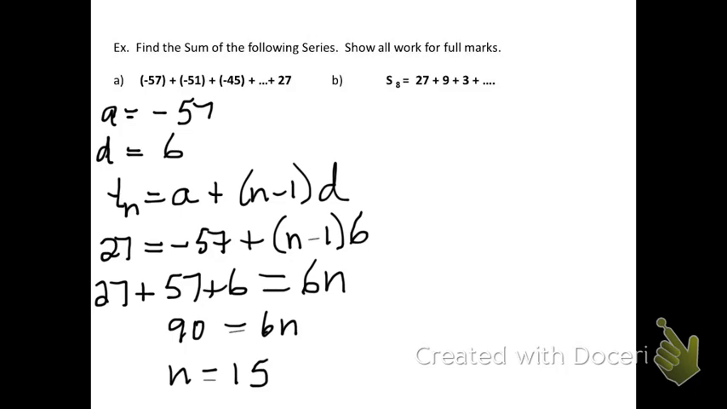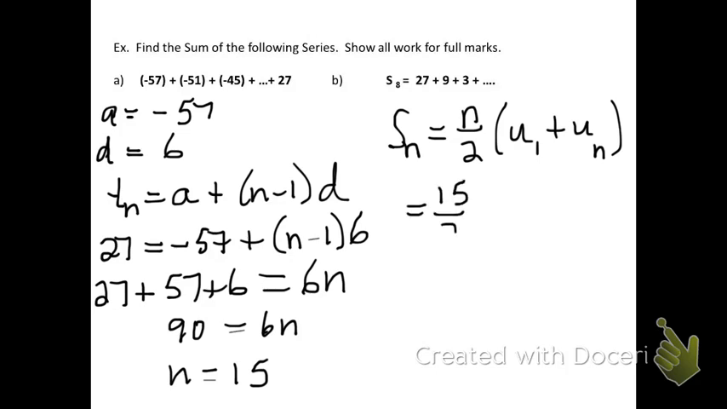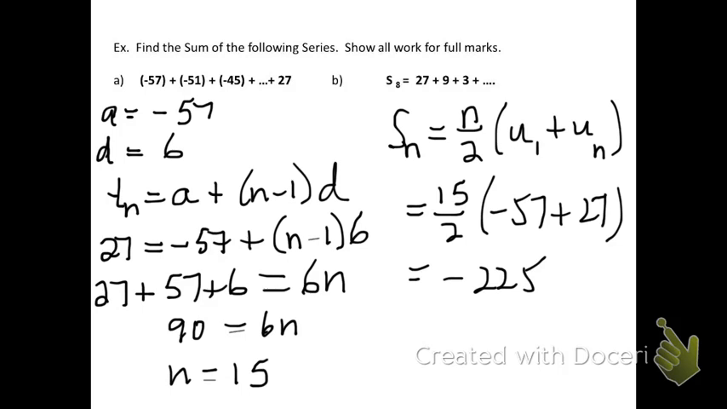And then I can go and use the sum of a series formula for arithmetic series, which just uses the first and the last term. Okay, so we now know that there's 15 terms, and we know that the first term is negative 57, and the last term is 27. So that will give me an answer of negative 225 for this series. So you have to know these formulas, and you have to solve for the unknown so you can start to do the sums of series.